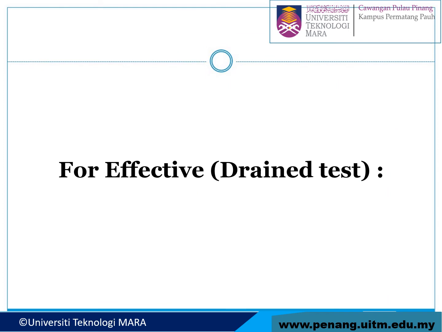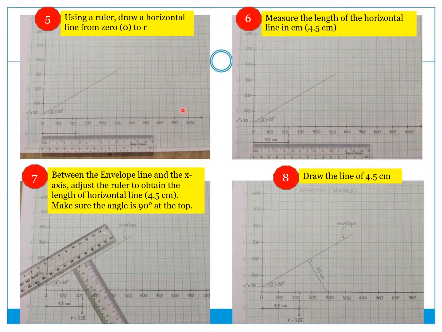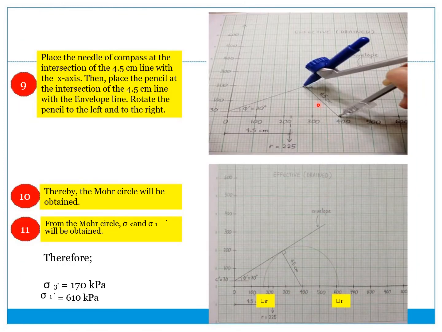Alright, for effective stress, actually this one is similar to the total stress. So you repeat the procedure number 1, number 2, number 3, number 4, but you are using the information from the effective stress, for C and also phi. So you repeat the procedure until you get the value 4.5 centimeter, right? Okay, this is the next step. The last one, you will get the value of sigma 3 and also sigma 1. This one is for effective.